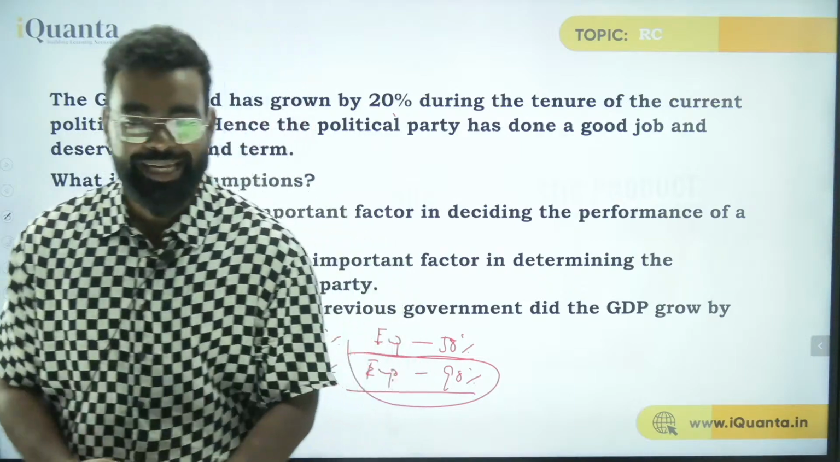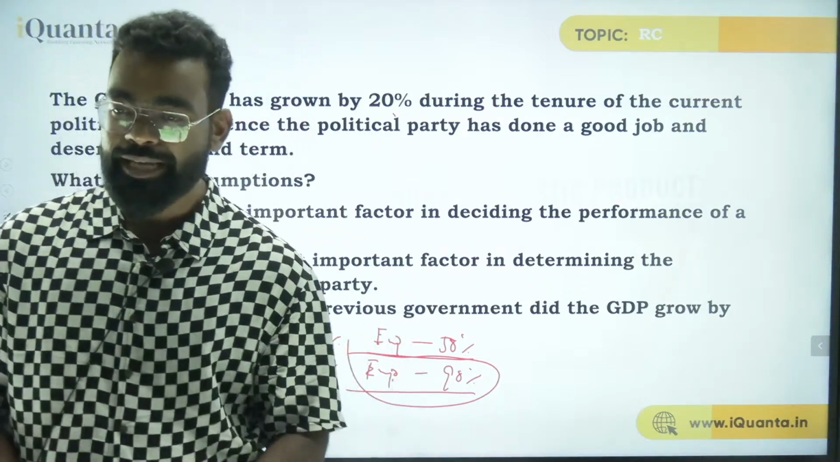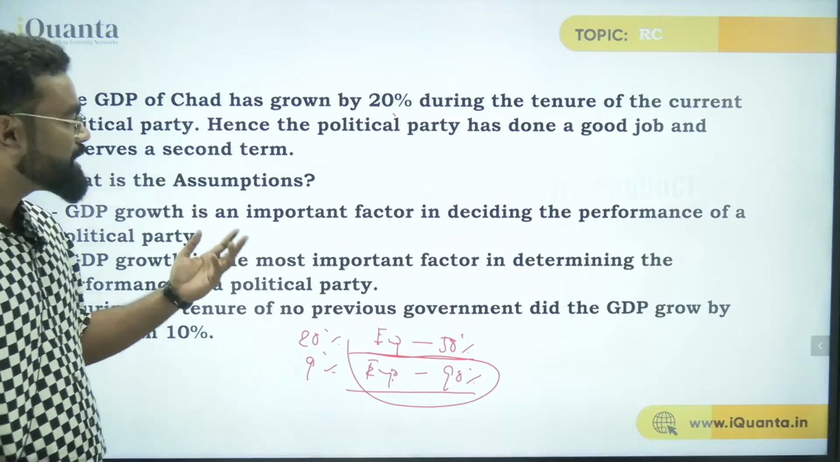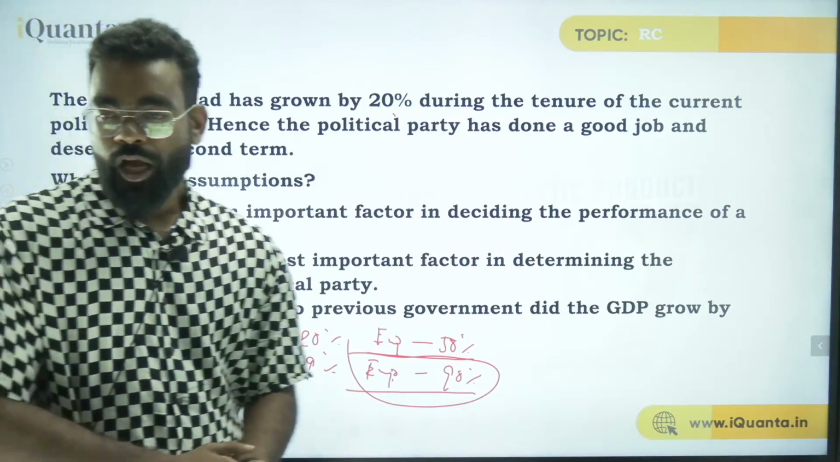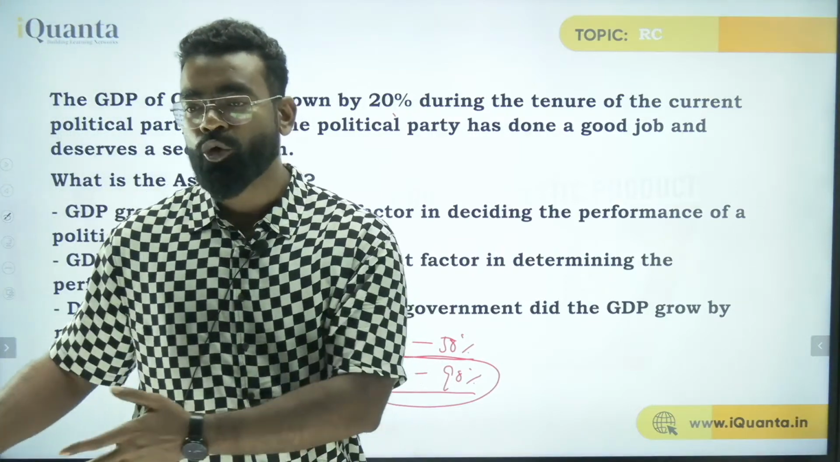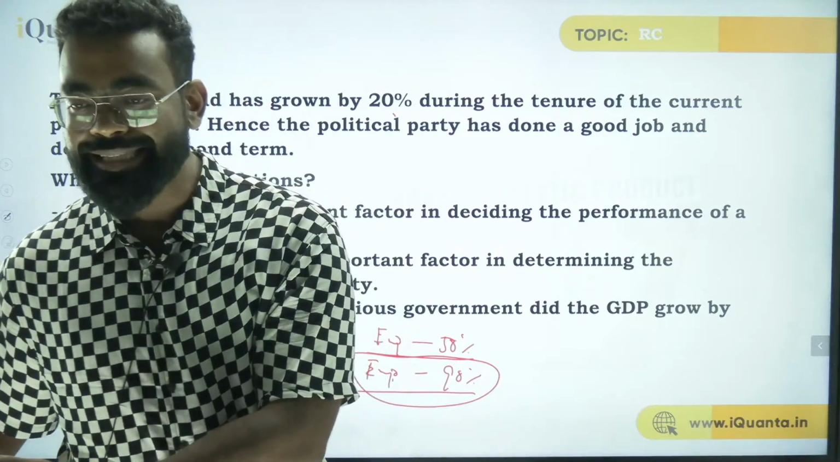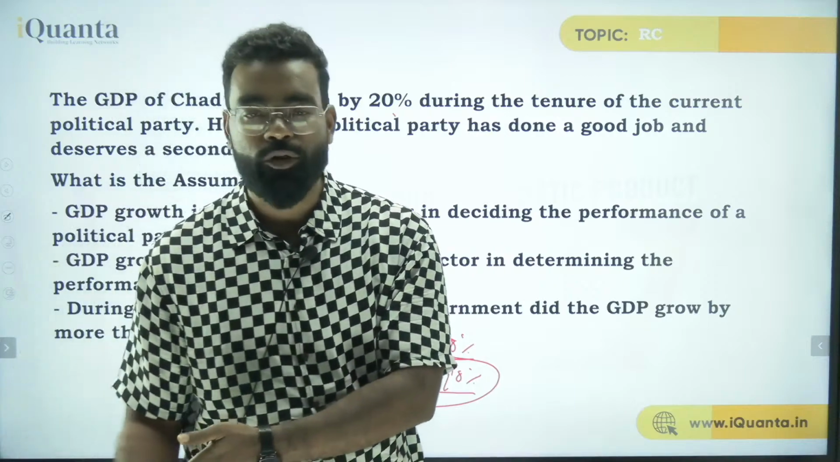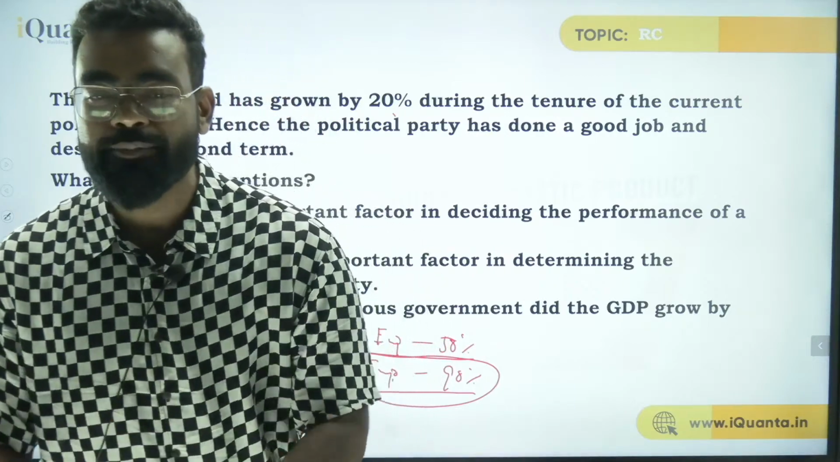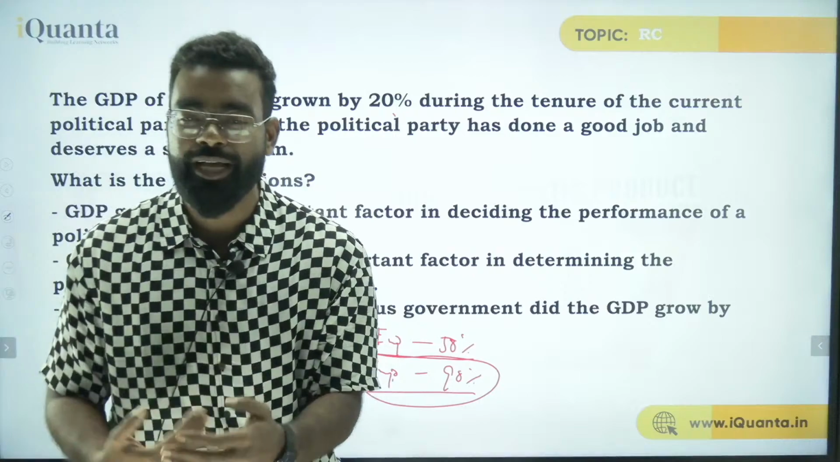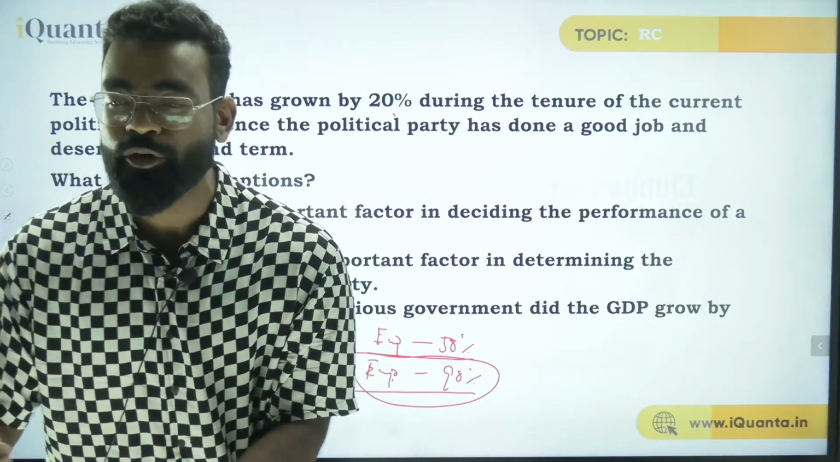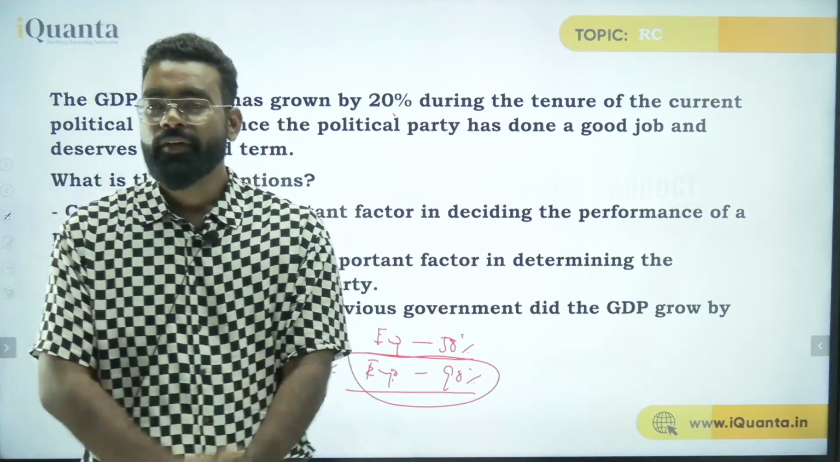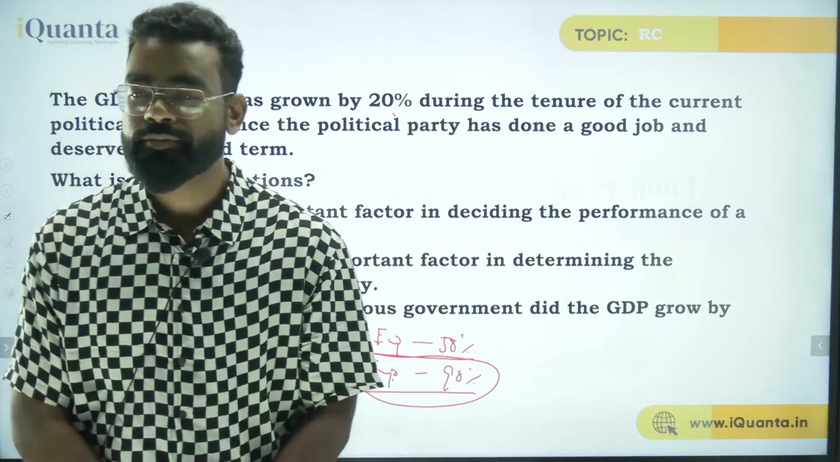Now, if I want to weaken it, I will say there are other things more important than GDP, such as the employment rate and the happiness index. These are more important than GDP. Then I am weakening it because I am attacking the assumption. Am I clear, guys? Is it fine?